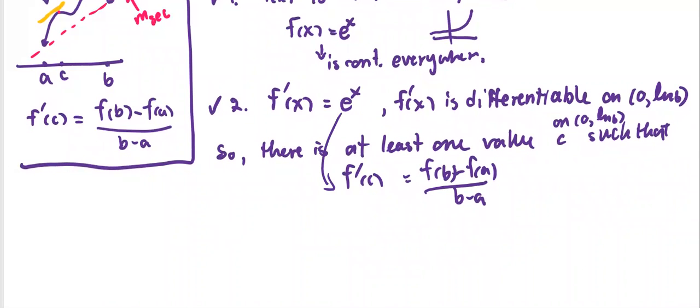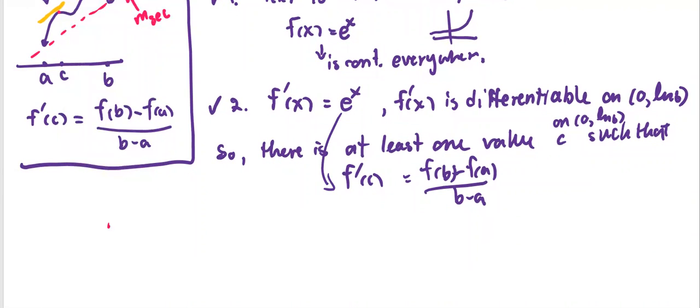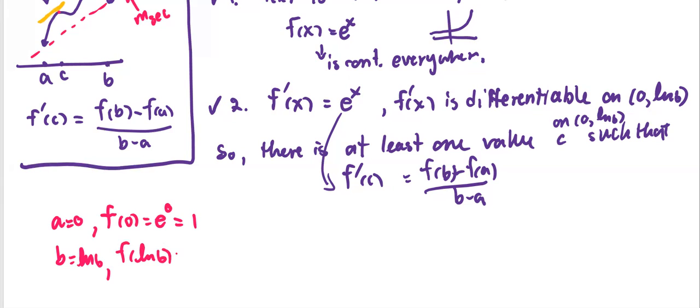But the function values at the two endpoints, let's put them on the side here. Point A is 0 and point B is natural log 6. I just put it on the side to make the working area cleaner. f at 0 is e to the power 0, or just 1. f at point B, or f at natural log 6, is e to the natural log 6. What do we have as e to the natural log 6? The cancellation law, right? Which is 6.